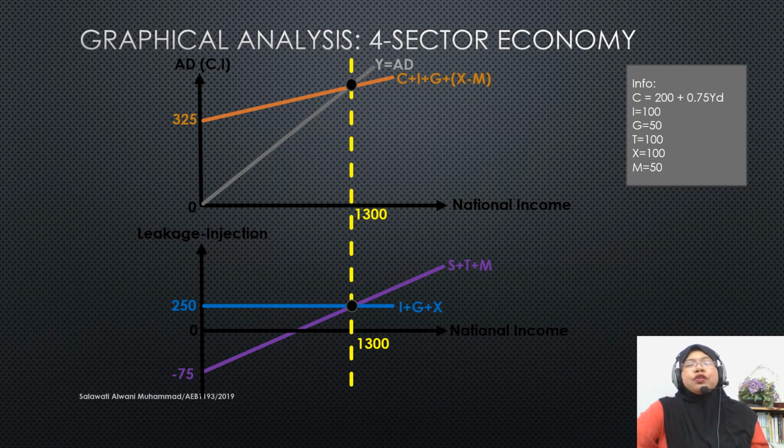For the four-sector economy, the curve for C will be higher; the autonomous consumption now becomes 325. In this four-sector economy, we need to calculate Y equal to AD, meaning Y equals C plus I plus G plus X minus M. In the end, when we calculate that equation, we will get Y equal to 1300.